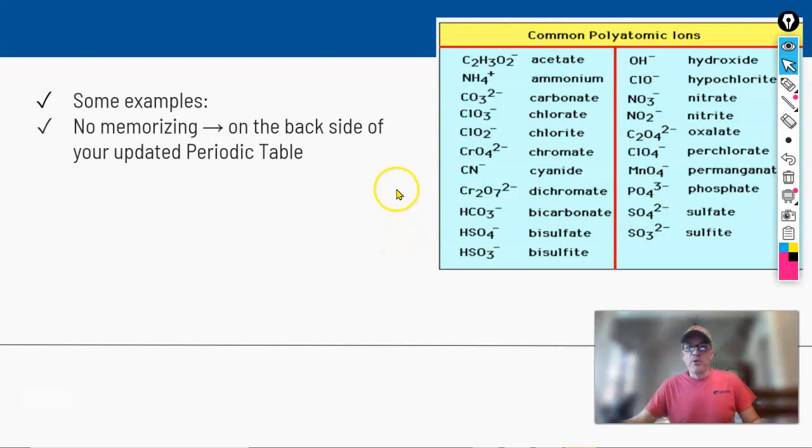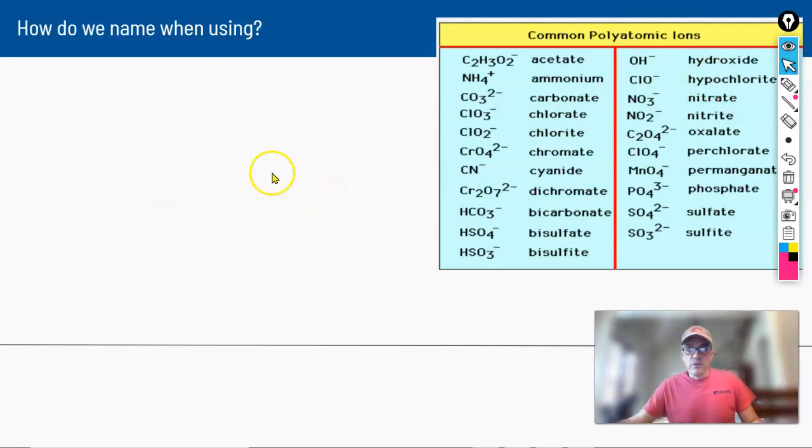Again, we don't have to memorize these. You should be getting an updated periodic table that has a list of common polyatomic ions on the back of it. When you have these, you'll notice that we've got names, and then it's kind of got the formula of that ion. You'll also notice that there's a charge for each one of them. So some of them are +1, some of them are -1, some of them are -2. You'll notice most of them are minuses, and most of them tend to act like non-metals. There's not very many of them that have a positive charge. There's a couple, but not very many.